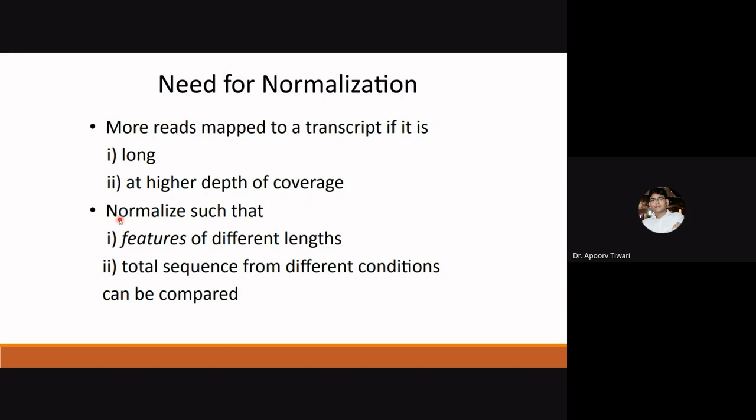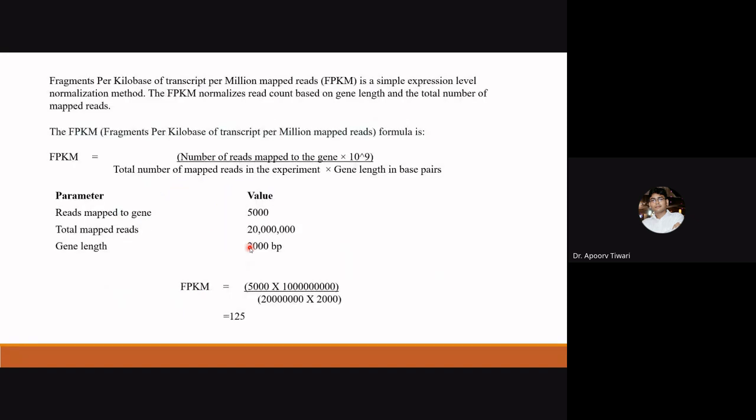So it will actually account for features of different lengths. It will generate data to compare between the samples, and it makes comparison easy. So there are some methods for normalizing our data. First is fragments per kilobase of transcript per million mapped reads, FPKM. FPKM is a simple expression level normalization method. The FPKM normalizes read count based on the gene length and the total number of mapped reads.